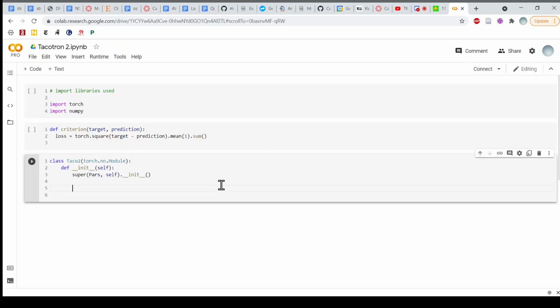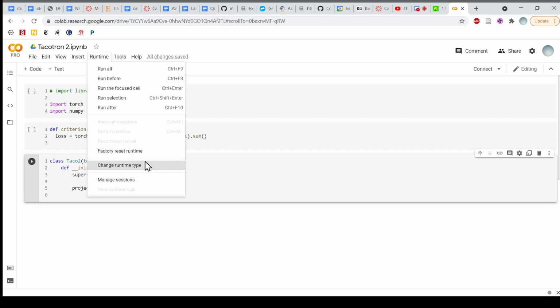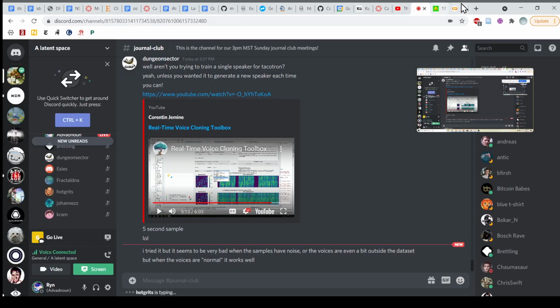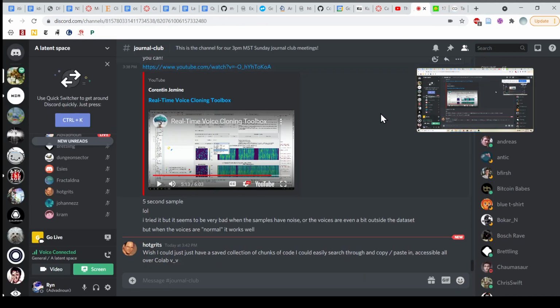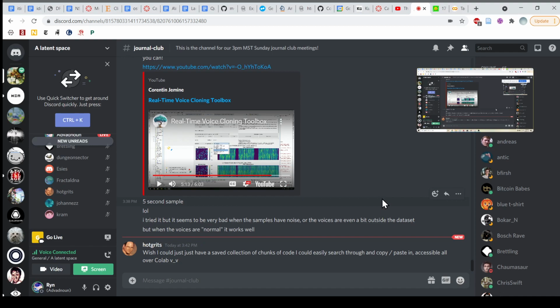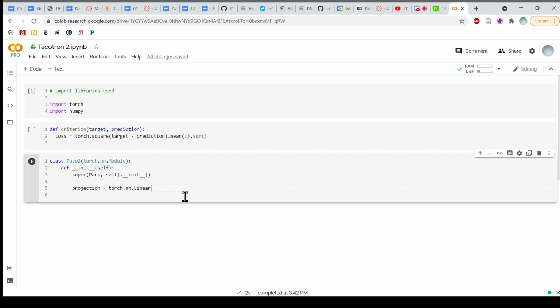We can define projection equals torch.nn.Linear. I actually don't need a GPU for this since I doubt it'll be running much. It would be cool to save a collection of chunks of code, accessible all over Colab, where you could even search through your own code really quickly without having to open a whole new tab. I like that. So projection, we're going to do, in fact, let's start with the embedding, of course.